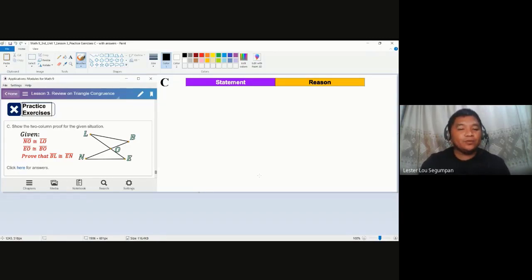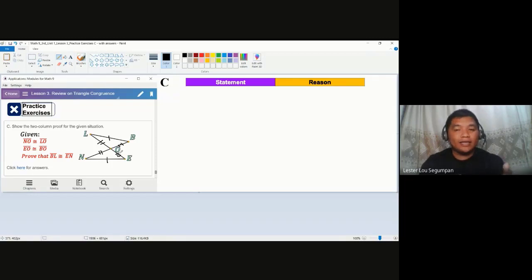We are still going to prove something here, but unlike the previous practice exercise, which was only concerned with the congruence of two triangles, we are now asked if we could prove that the sides BL and EN are congruent, given that NO and LO, and BO and EO, are congruent.